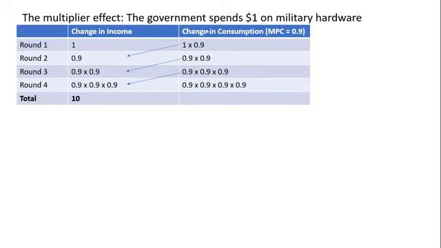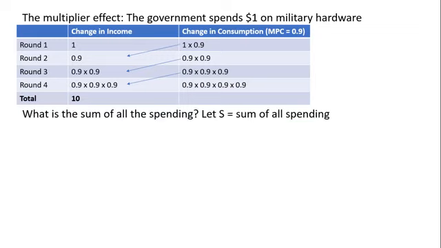When all is said and done, this $1 of spending will change income or real GDP by $10. So how can we find this 10? Well, what we want to do here is find the sum of all the spending. So let S equal the sum of all spending. And in this column here, you'll notice basically we have a sum of a geometric series. You've got 1 plus 0.9 plus 0.9 squared plus 0.9 cubed plus 0.9 to the fourth and so on. So what will that sum to?